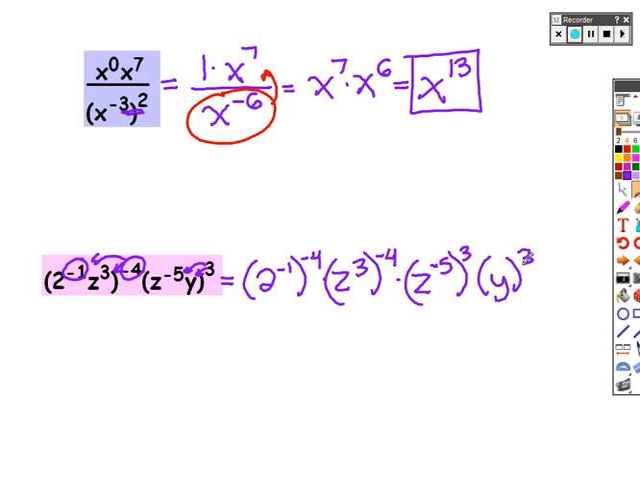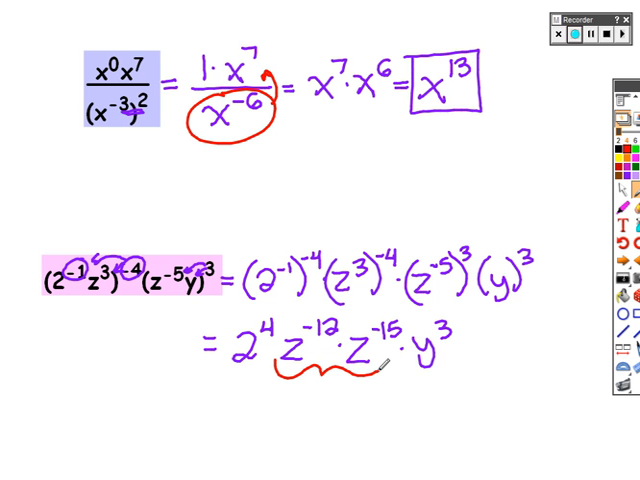I don't know if you wrote this first step, perhaps you don't have to. Really what's happening then is I have 2 to the 4th, z to the -12th, z to the -15th, and y cubed. Now there's a couple different things you could do. If you wanted to, you could add these exponents together right now. I'm just going to bring them to the bottom of the fraction.